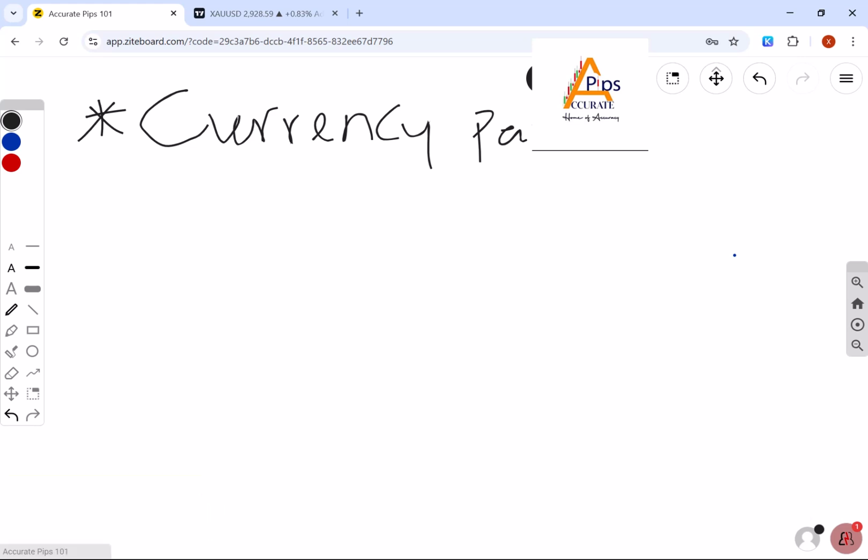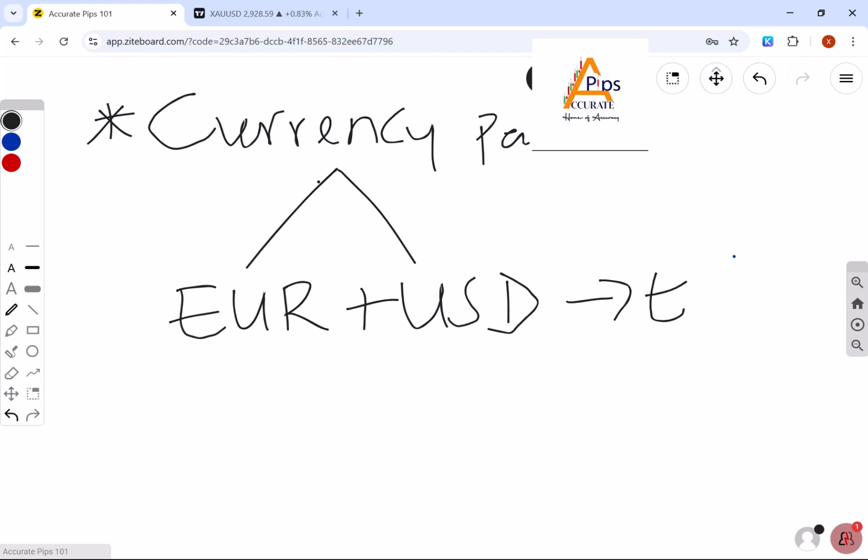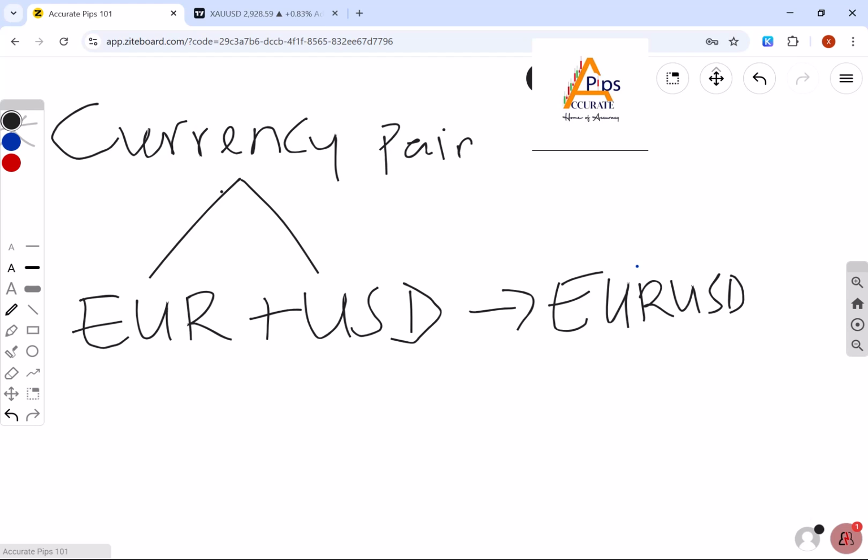When we talk about a currency pair, we are talking about the combination of two different currencies from two different countries, put together to be traded as one. That's why we call it a pair. So, for instance, let's say we are looking at the euro and the United States dollar. When we put these two together, we get a pair called Euro USD.